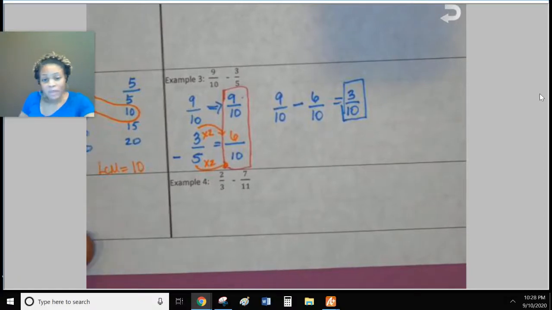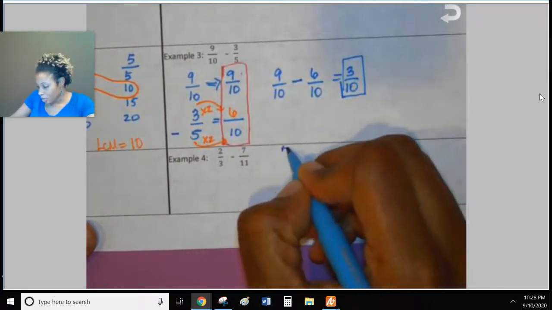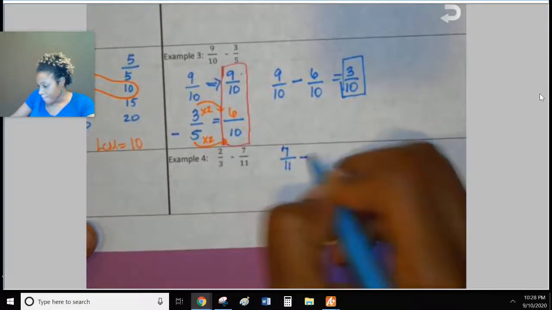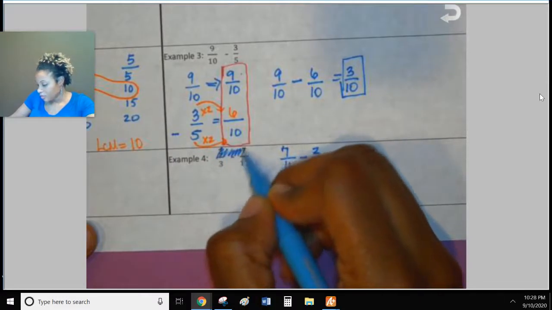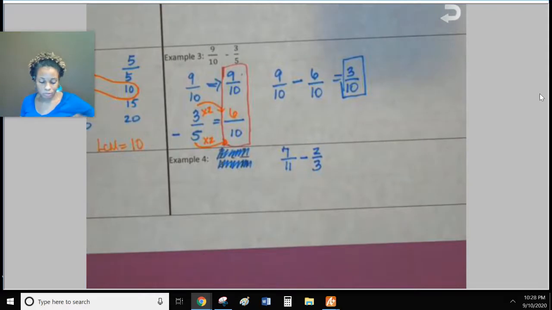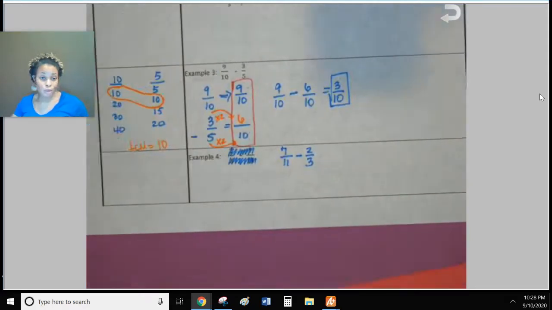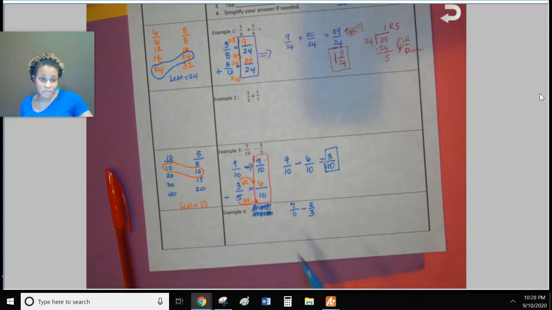Okay. I'm looking at the last one from my notes. This problem, we want to change the order to 7/11 minus 2/3. Because if we leave it this way, we will have a negative answer, and we don't want a negative answer. So I'm going to tell you to pause and practice with number 2 and number 4. Practice these two problems. Come back and see if you got them right.